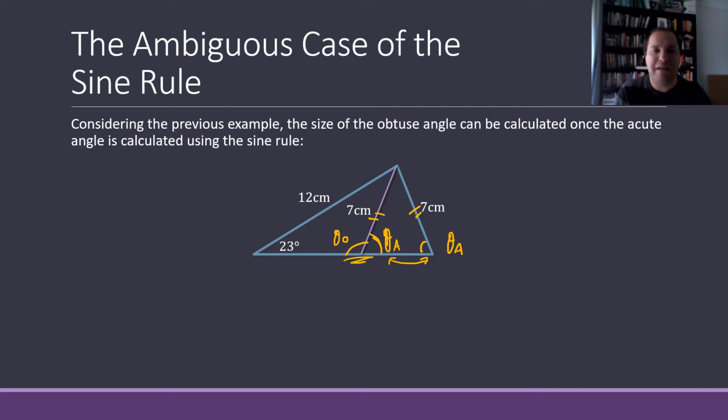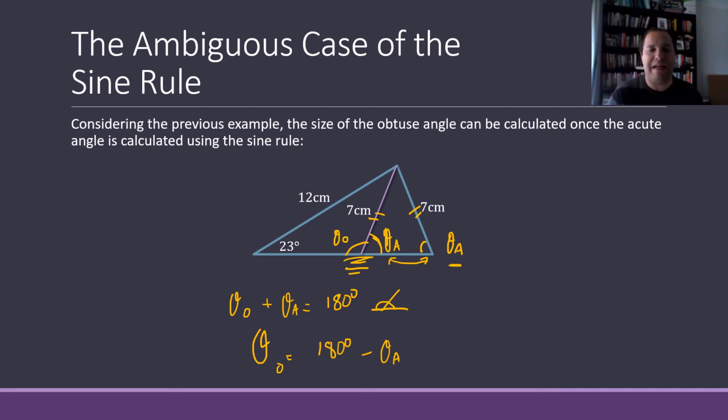Looking then at this angle on a line, our obtuse angle plus our acute angle must equal 180 degrees because they both lie together on a line. They're supplementary. So in the ambiguous case of the sine rule, if we need an obtuse angle, we can just take the number that we get from using the sine rule and subtract it from 180. And that will give us the obtuse angle that we need if we are looking to calculate an obtuse angle using the sine rule.